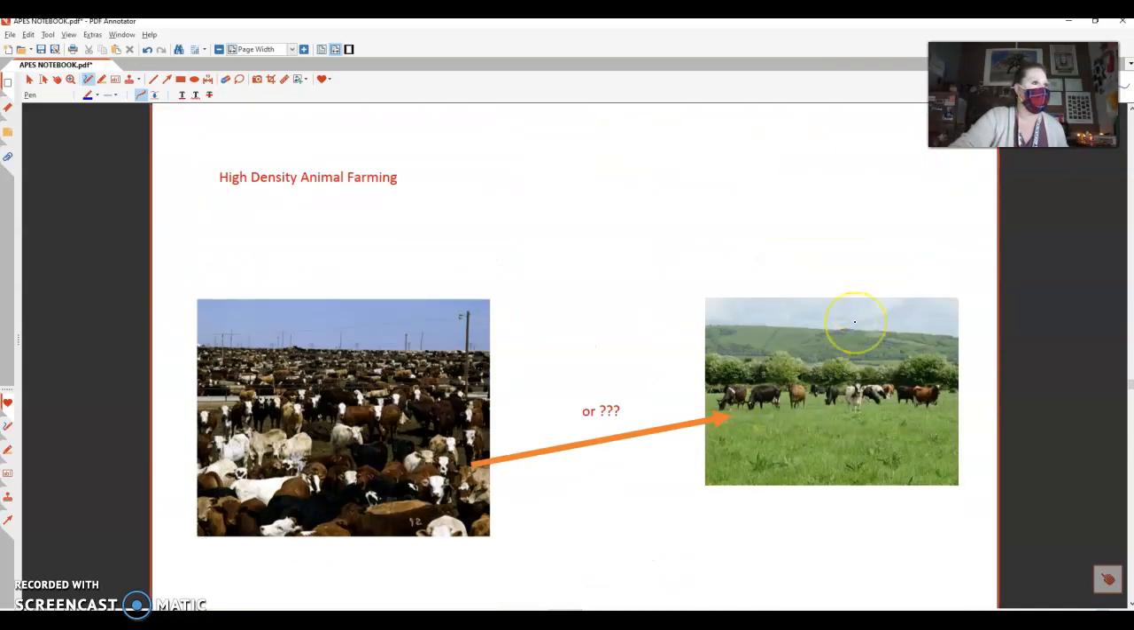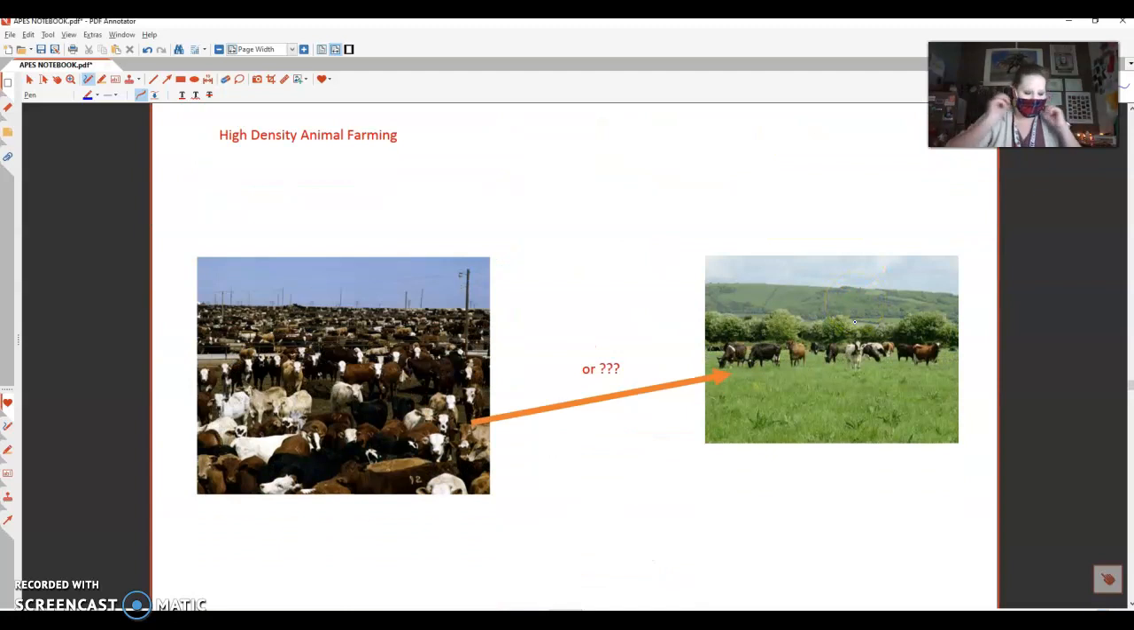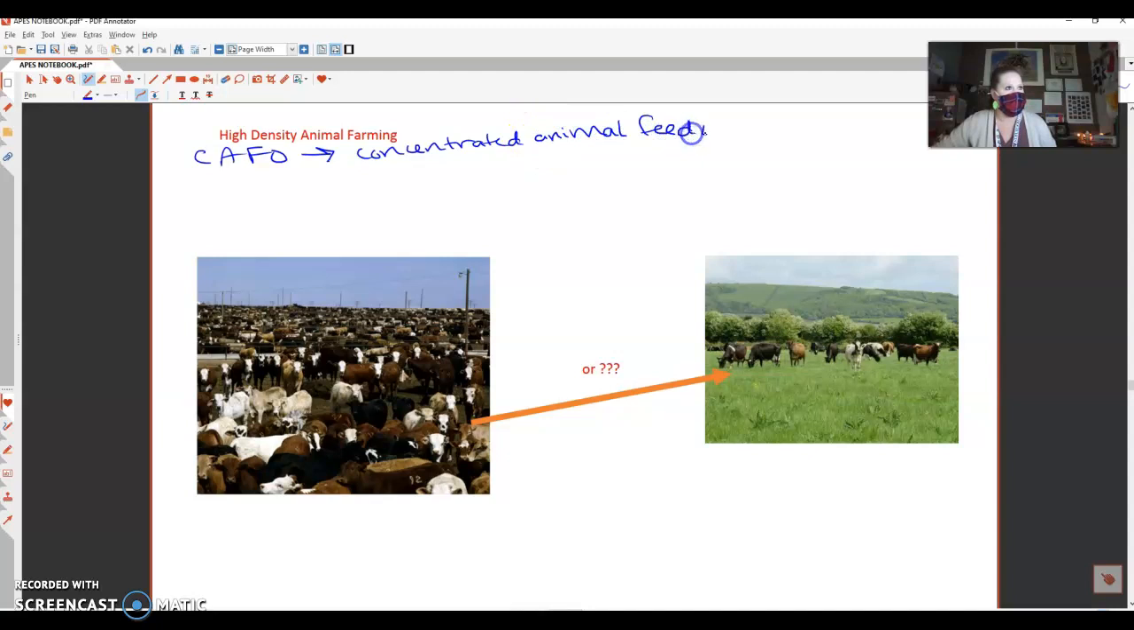Now, let's look at animal farming. Okay. So here we have high density animal farming. This is also referred to as, okay, here we go, CAFO, C-A-F-O. So CAFO stands for concentrated animal feeding operations.